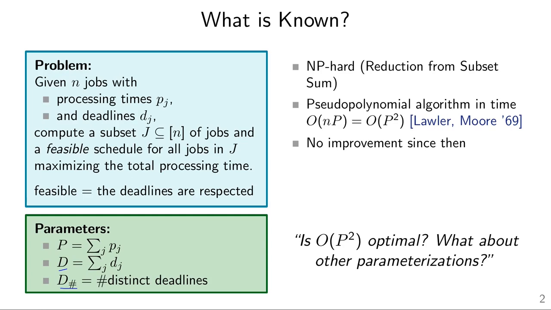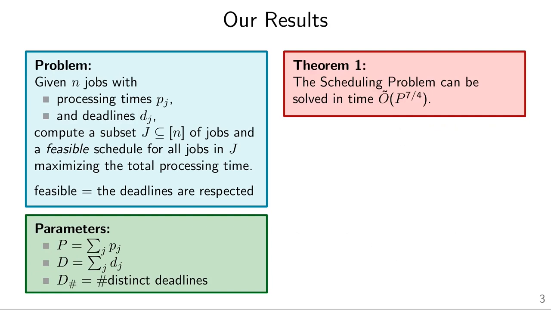So in our work, we make progress towards both of these questions. As a first result, we show that the scheduling problem can be solved in time O tilde, which mainly hides log factors. So there might be an additional log squared P hidden there. I will talk about the proof of this result later in detail. For now, let me just leave you with these two hints on how it might look like.